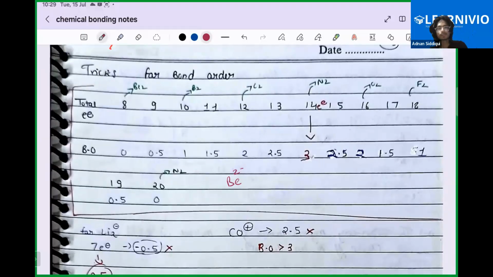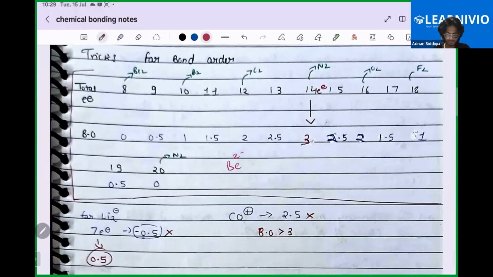Where would 20 and 14 be? Look at 20. This is like Ne2, neon. But Ne2 doesn't exist. The reason is the bond order is 0. Okay, wait, if it's 0, but B2 exists. No, wait, B2 does, Be2 doesn't. Oh yeah, you're correct.